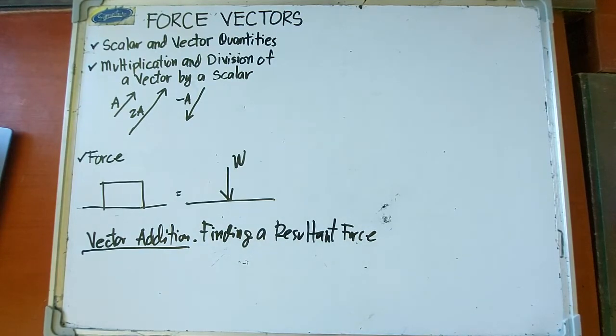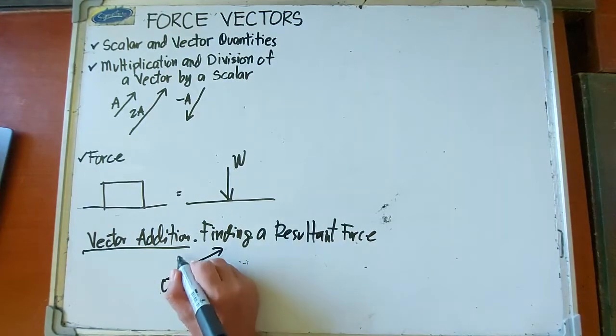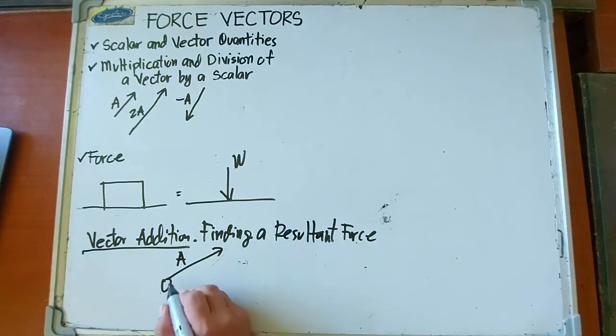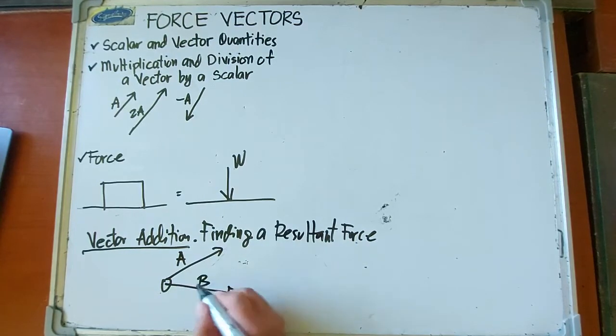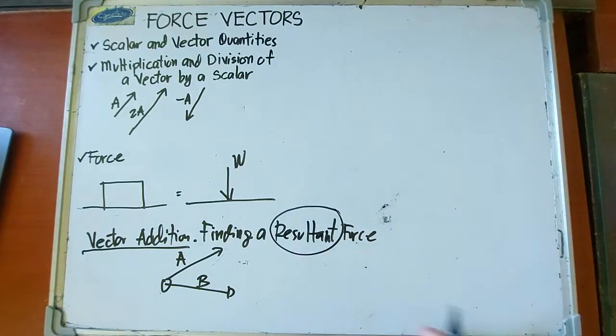So for example, we have a two-force system. May tayong dalawang force, force A and force B. We need to solve for the resultant of these two forces. So when we say resultant, ang ibig sabihin yan, yung napakaraming forces, for example, in this case, we have two forces A and B, gagawin lang nating isa. Okay?